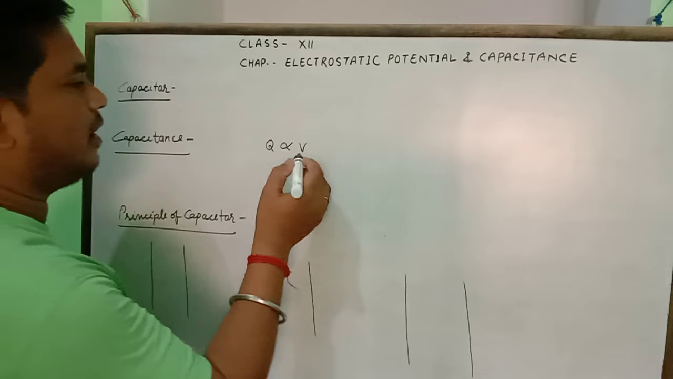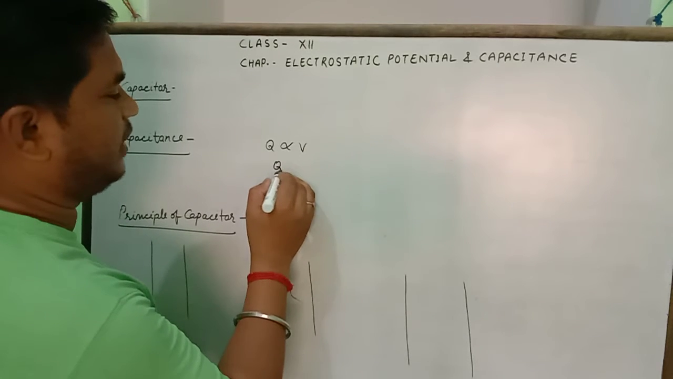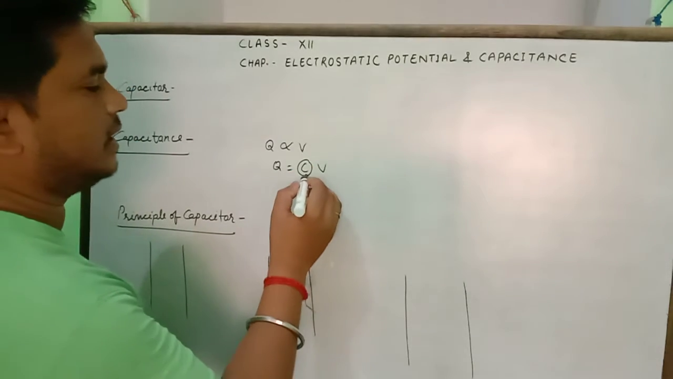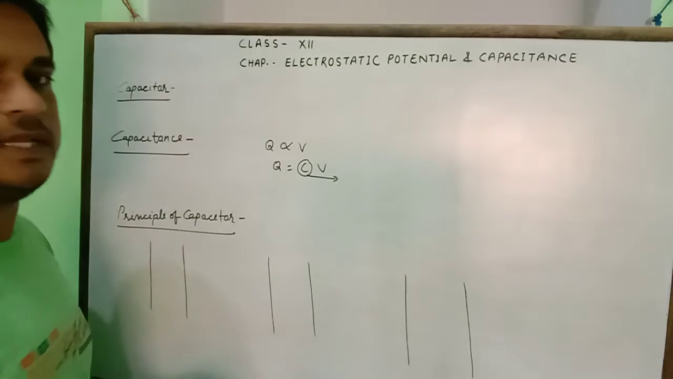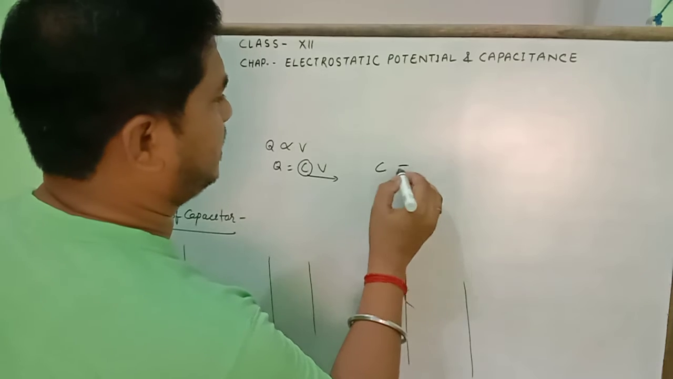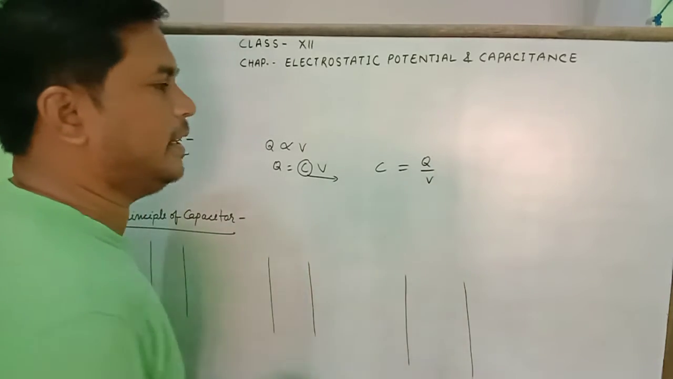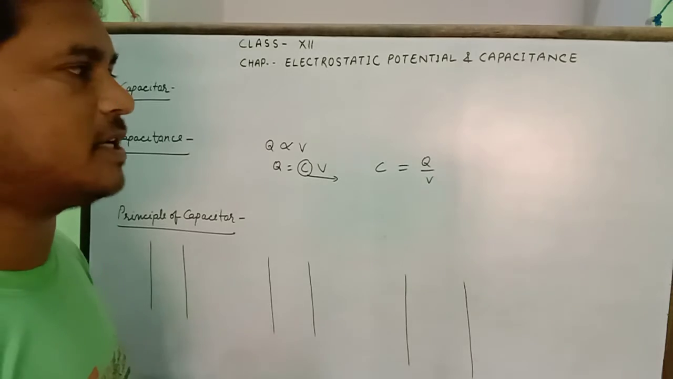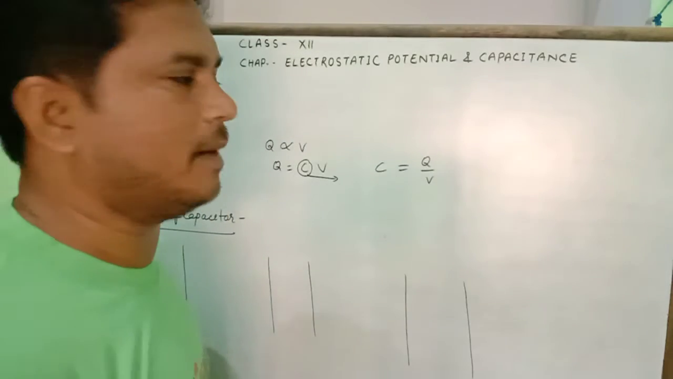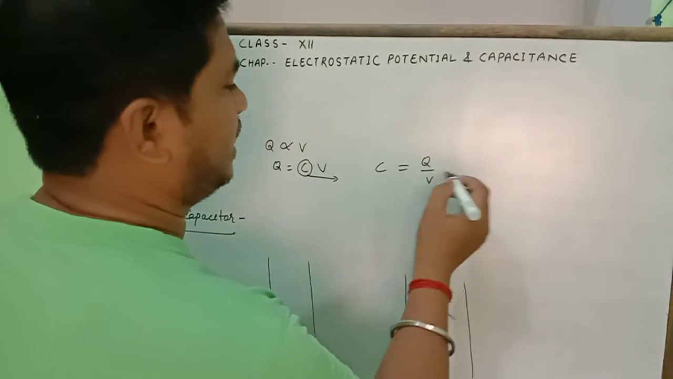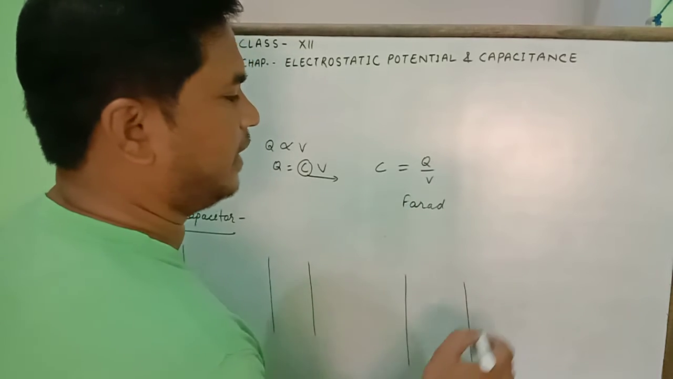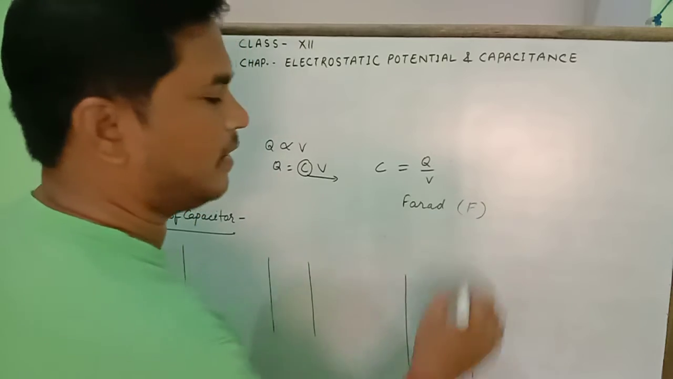Okay, and after removing this proportionality sign we get a constant term C. This is called the proportionality constant and named as the capacitance or capacity of that conductor, which may be defined as C is equal to Q upon V. It means this is the ratio of charge given to the conductor to the potential raised between the plates of the capacitor. Okay, its SI unit is farad, and denoted by F.